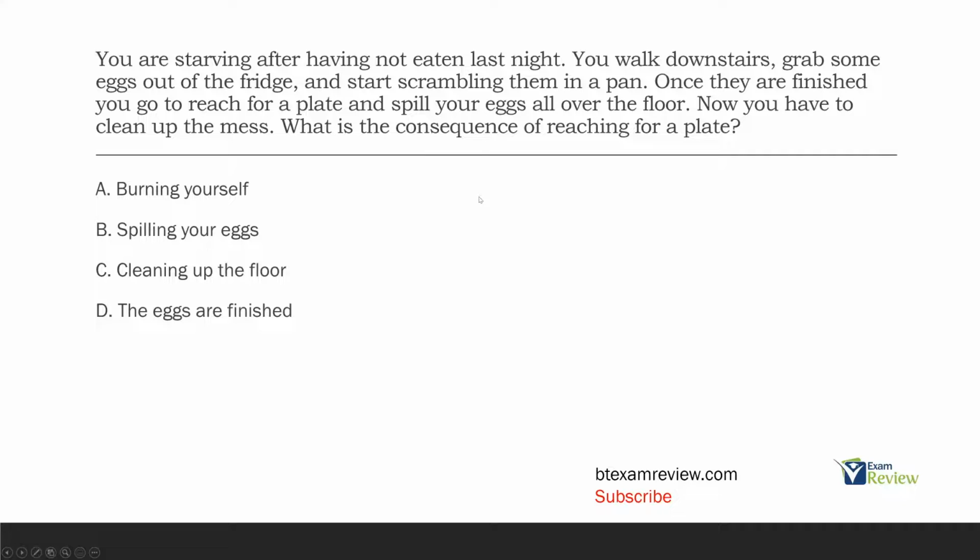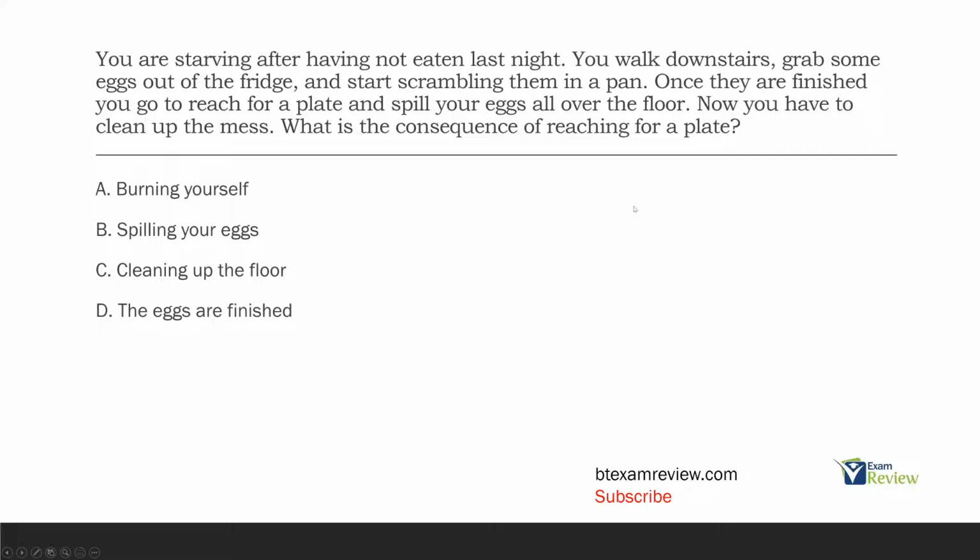You're starving after having not eaten last night. You walk downstairs, grab some eggs out of the fridge, and start scrambling them in a pan. Once they are finished, you go to reach for a plate and spill your eggs all over the floor. Now you have to clean up the mess. What is the consequence of reaching for a plate? Kind of a different question here. I want to spend a little time thinking about breaking down behavior questions, because when you get questions on the exam asking you to identify maybe the SD or the MO or the consequence, you're going to have to slow down and break it down into ABCs: antecedents, behaviors, and consequences, because there's a lot going on in this particular problem.